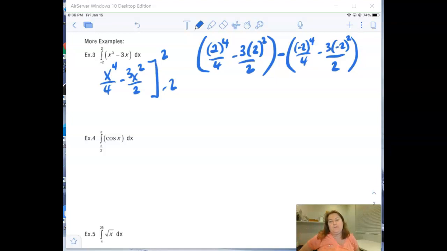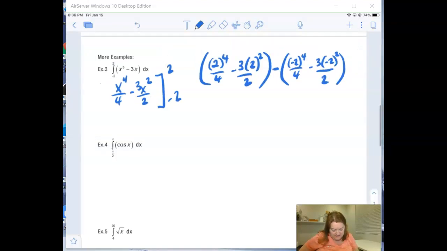So 2 to the 4th power would just be 16. Wait a minute, negative 2 to the 4th power would also be 16. Why do I think those are going to give me the exact same answer? 2 to the 4th is 16, 2 squared is a 4, negative 2 squared is a 4. This is exactly the same thing. This is just going to be a 0. You can't catch me, I'm not doing all that math. Okay, but you could if you wanted to, and you'd still get the same answer. It should be 0.